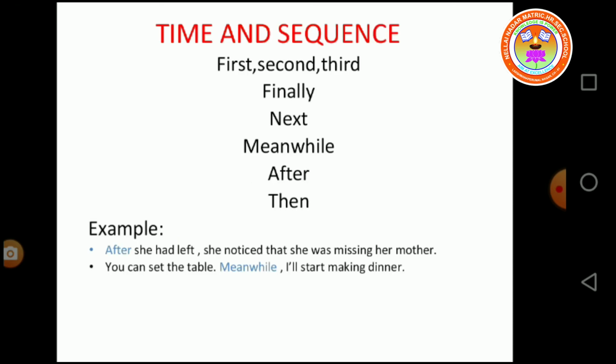Next, connectors of time and sequence. First, second, third, finally, next, meanwhile, after, then. These show the time and sequence in a sentence. For example, after she had left, she noticed that she was missing her mother. You can set the table. Meanwhile, I'll start making dinner.